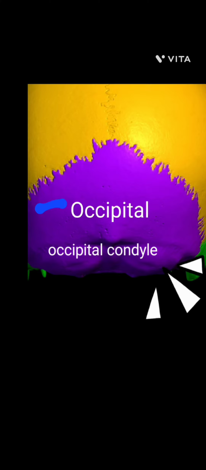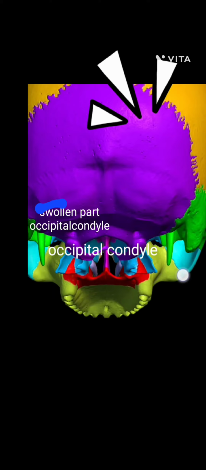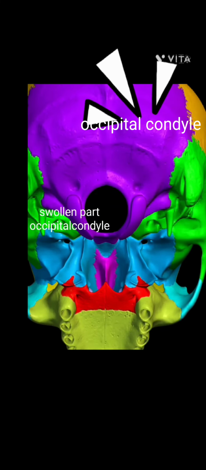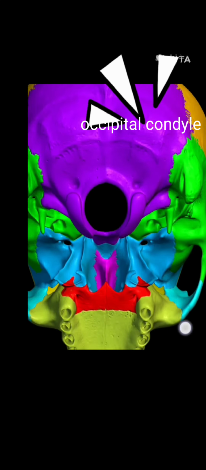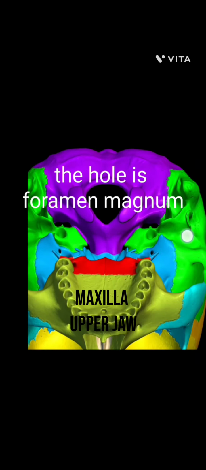Occipital bone forms the back and base of the skull and encircles the spinal cord. The kidney-shaped prominences of occipital bone are called occipital condyles. There is a hole in the base of the skull through which the spinal cord passes, and that hole is known as foramen magnum.